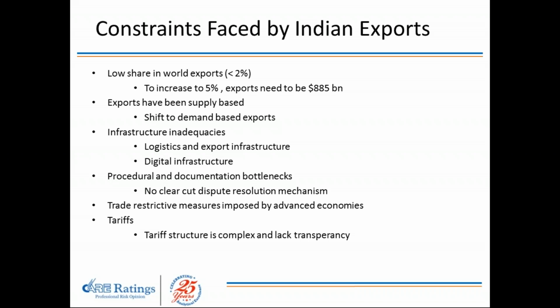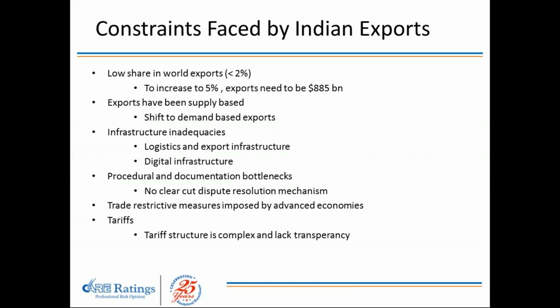Procedural and documentation bottlenecks are also a factor hindering exports. Multiple compliance requirements, both statutory and administrative, lead to delays and high costs. Despite greater trade facilitation measures in recent years, the time to export and cost of exports are higher in India when compared with China.